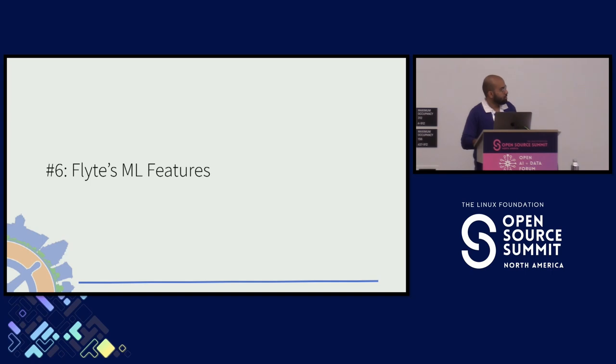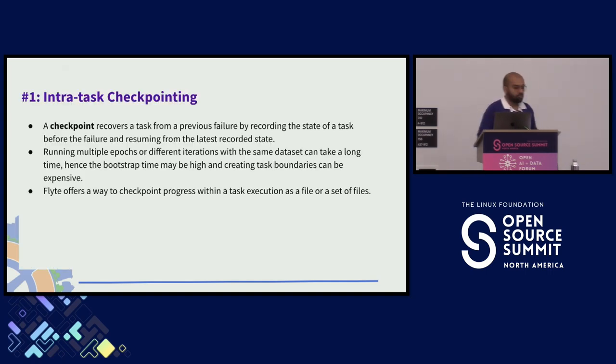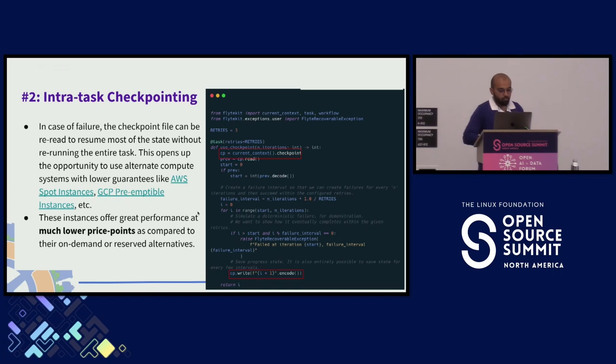What are the ML features on Flyte? As mentioned earlier, we have intra-task checkpointing. A checkpoint basically refers to recovering a task. If we have a platform failure or an execution failure, we can run multiple epochs of a certain task so that we do not have to start over. If we have the same dataset and want to run multiple iterations over it, we can check the progress of the checkpoint on the Flyte UI. Here we have the current context checkpoint, and we can iterate over it for the checkpoint.